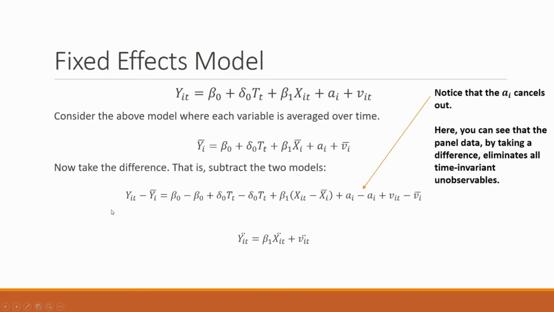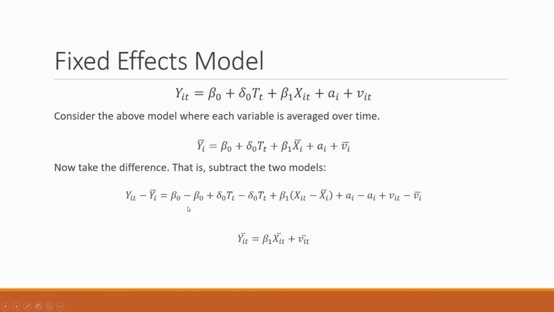All right, and so what we do is basically we just simplify this down, and when you look at it, beta zeros cancel out, delta 0 t cancels out, so these cancel out, AI cancels out, and what we do is we take this y minus y bar, x minus x bar, and v minus v bar, and create new variables that we call y, and we have these two dots to basically represent that it's the d-meaned y. So y minus the mean is y with the two dots, x minus the mean is x with the two dots, and then v minus the mean is with two dots.